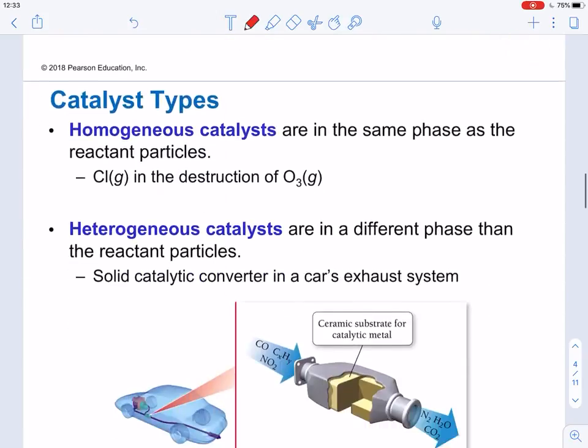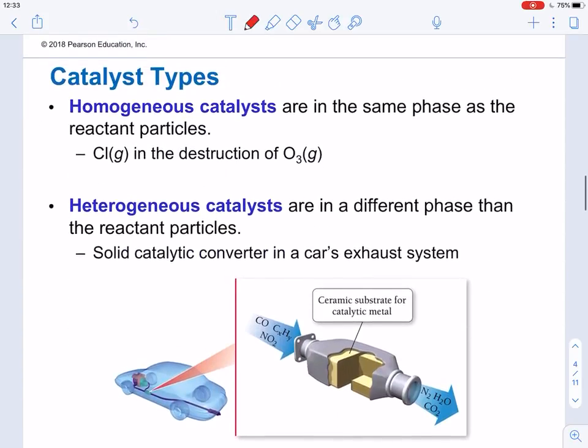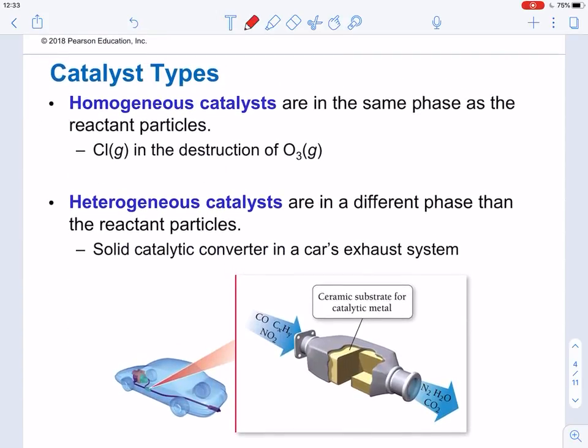Okay, so an example of homogeneous catalyst is when the catalyst is in the same phase. The first reaction that we saw, the destruction of ozone in the atmosphere, that qualifies as homogeneous catalysis because the atomic chlorine, everything is in the gas phase. So there is no distinction of phases between the catalyst and your reactants or products. Therefore, that's a case of homogeneous catalysis.